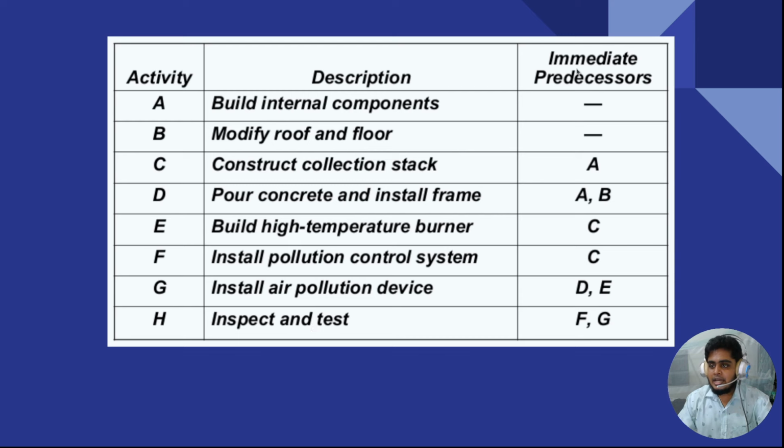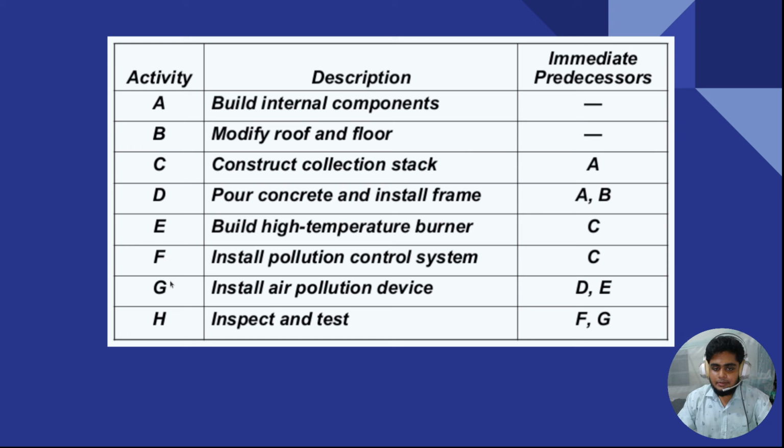You can see here the intermediate predecessors, which are basically the relationships, the parent-child relationships, you can say. For example, there are no parents of A and also B, but to complete activity C, we have to complete activity A. To complete activity D, we have to complete activities A and B. To complete activity E, we have to complete activity C.